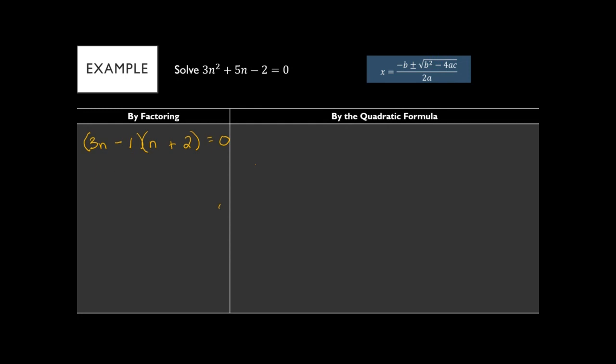So when we solve by factoring, once you factor, you set each factor equal to 0 in its own equation. So I have 3n - 1 = 0, and n + 2 = 0. And then you solve each of these for n. So for the first equation, I'm going to add 1 to both sides, and that will give me 3n = 1. And then we're going to divide both sides by 3, and we get n = 1/3.